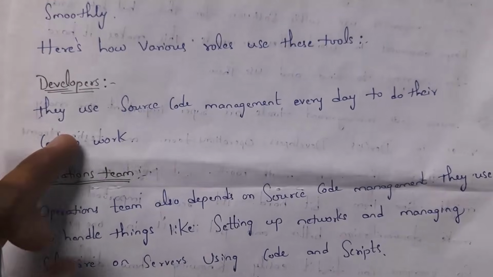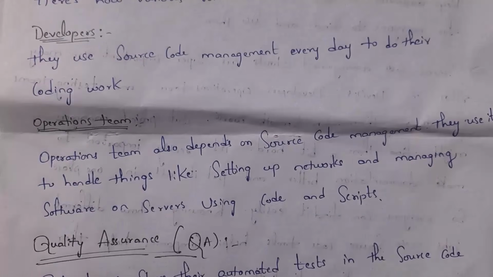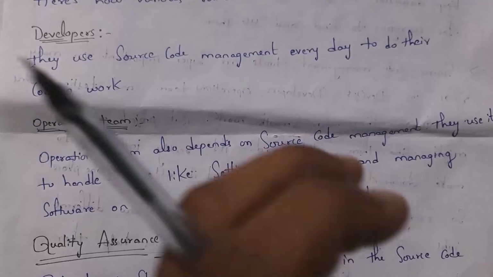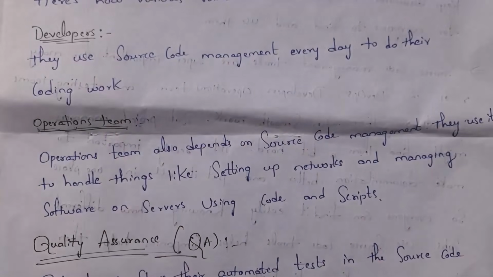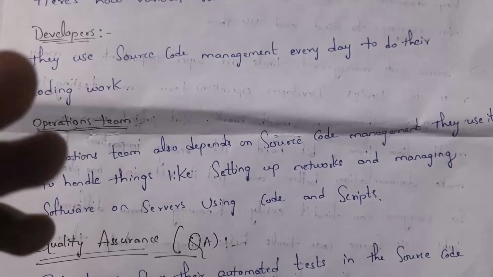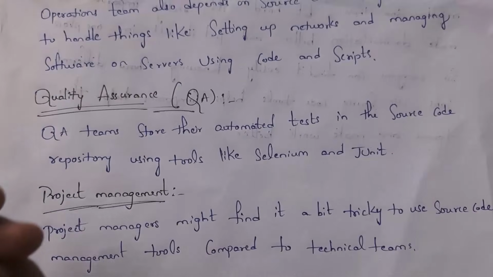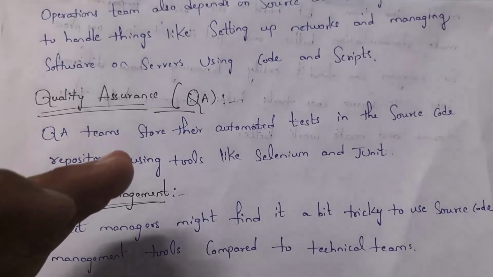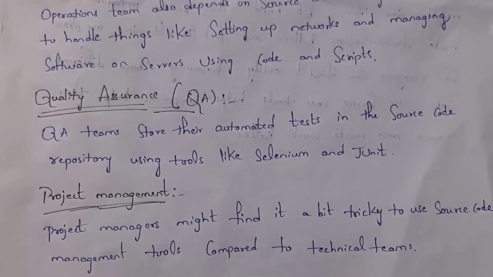And next is the operations team. Before placing our software on a server, at first we need to configure that server and also configure the network. So the operations team also depends on source code management in order to set up networks and configure servers. To set up servers and networks, they will write code and that code is stored in Git. And also the QA team, that is nothing but the testing team, also uses Git. This QA team will store code related to testing in Git. And in order to automatically perform testing, they will use tools like Selenium and JUnit. So even the testing team uses Git to store code related to testing.